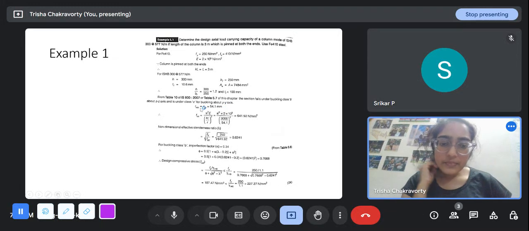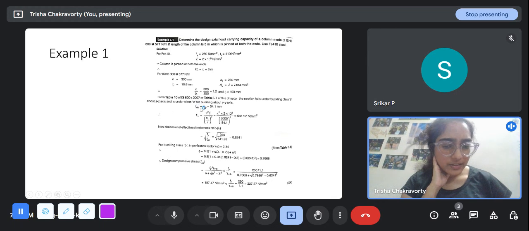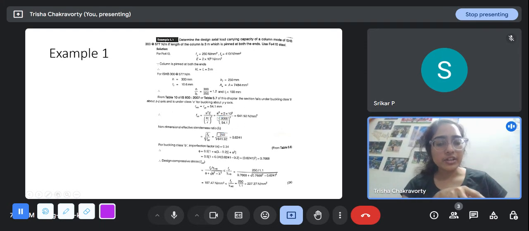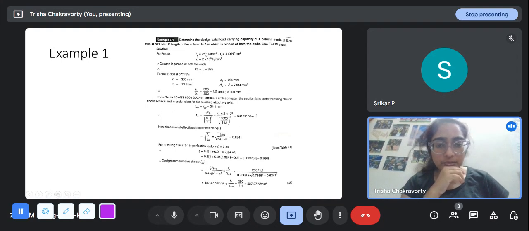Yes, so the r minimum is the ryy, that is 54.1 millimeter. I think this stipulation should be given in the code itself. Fcc is pi square E by the slenderness ratio square. The non-dimensional effective slenderness ratio is Fy divided by Fcc. This is where we are finding out the effective compressive strength that is getting modified due to the slenderness ratio. So 250 divided by this value, we are getting this.